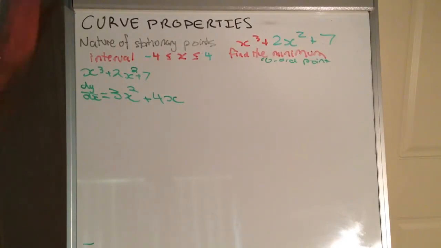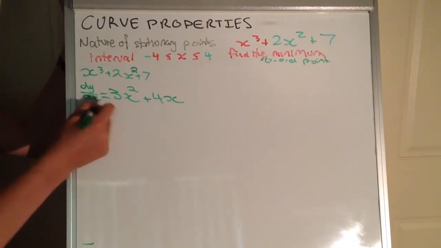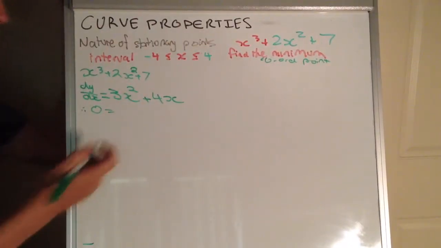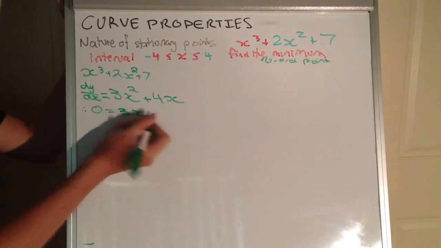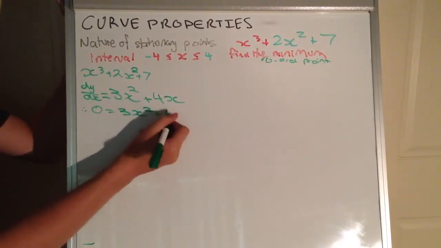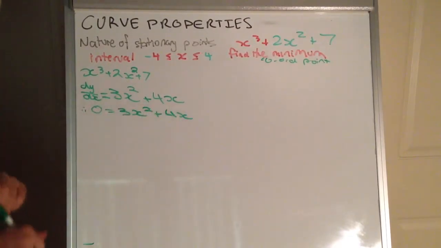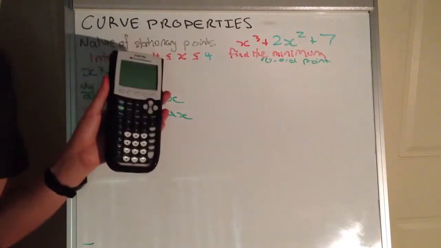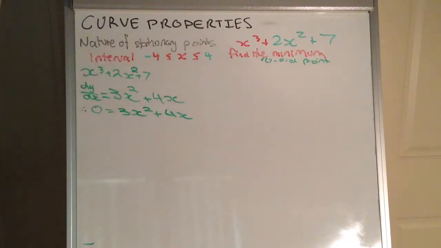We've differentiated our function. We then set it to 0 because we want to find these stationary points. And what we need to do is factorize. You can do this by hand or you can use technology. For the purpose of keeping this video short and interesting, I'm going to use technology, and I'm going to explain how to factorize using a TI-84 Plus graphics calculator.